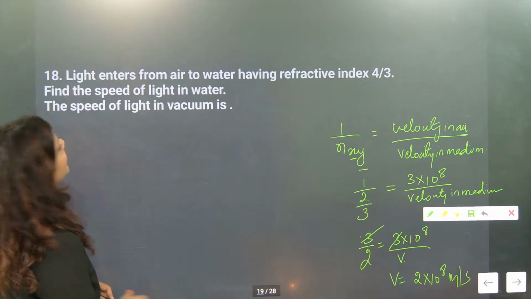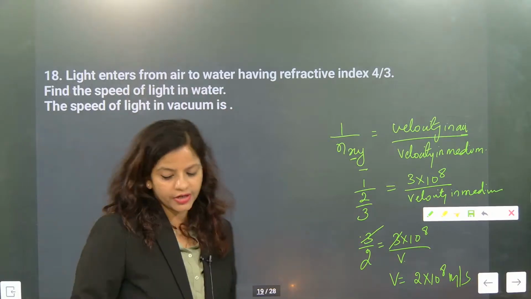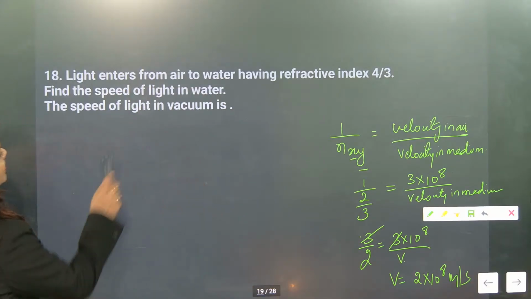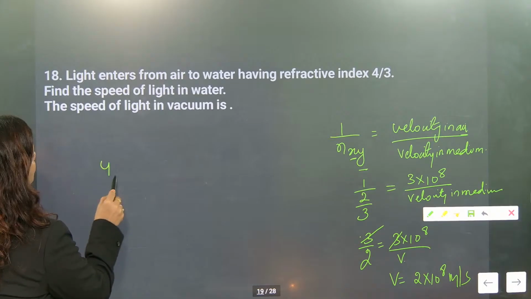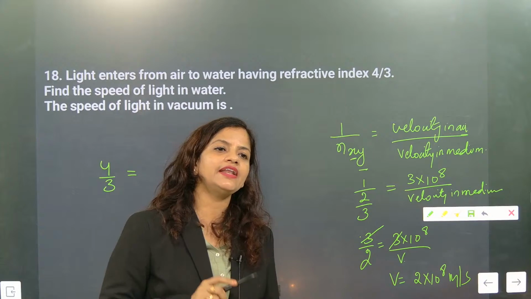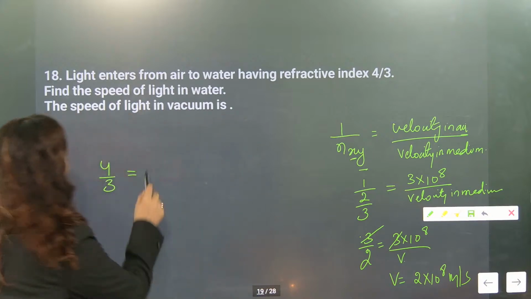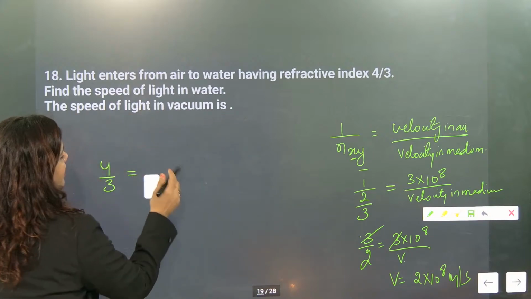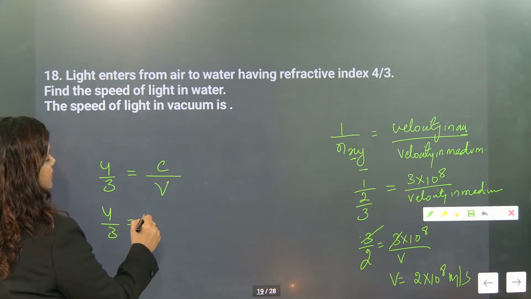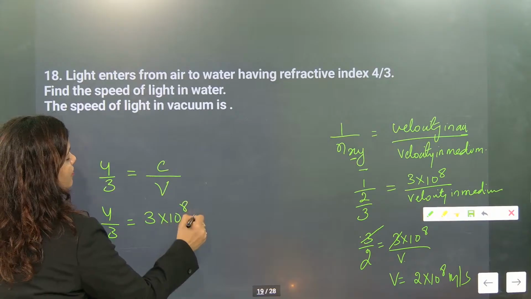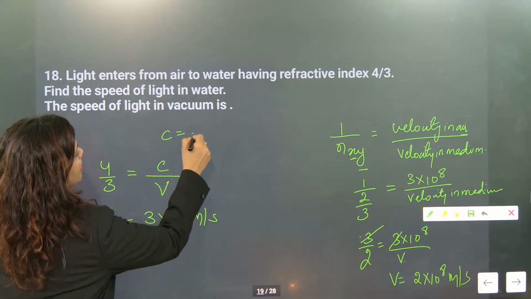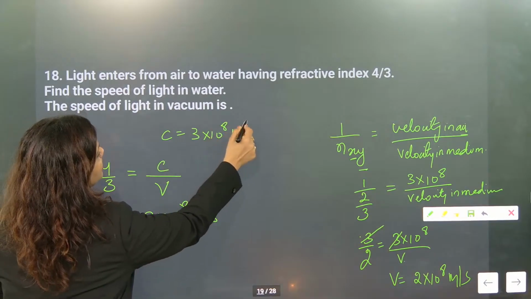This is the question, beta. Light enters from air to water. Refractive index is 4 by 3. So what can we write? C by v, the answer is directly given as 4 by 3. Now what are we going to write? 4 by 3. What is the speed of light in air? 3 into 10 to the power 8. So that is speed of light in air by speed of light in medium. So 4 by 3 is equal to 3 into 10 to the power 8 meter per second, because c is the velocity of light in air.